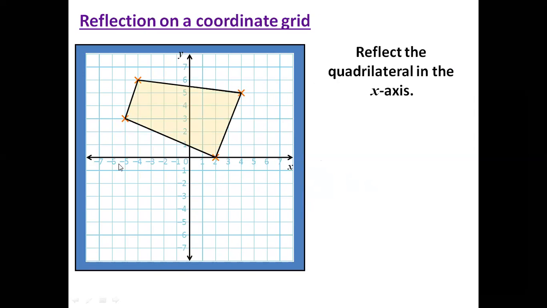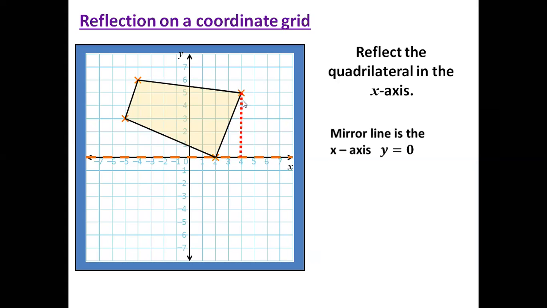This is the x-axis. In the x-axis, all the y's are 0 because we don't care about the y-axis. So this is the shape. This is the mirror line. Now we have 4 vertices for this quadrilateral. Let's start with them one by one. Start with this one, for example.